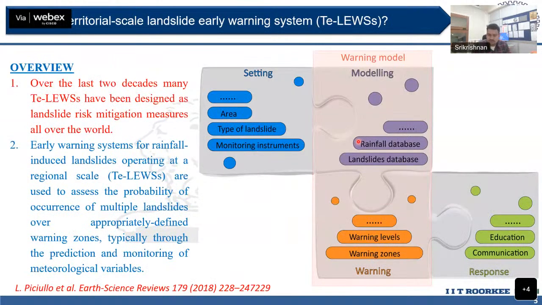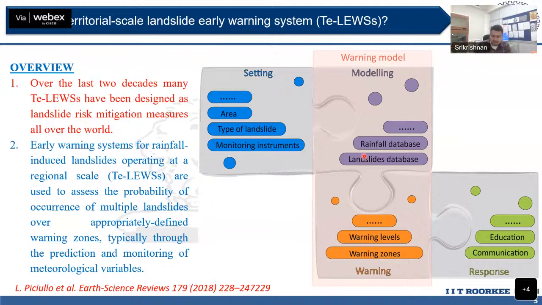Let's come to the definition of the territorial scale landslide early warning system. Over the past two decades, in many countries across the globe, the setting up and development of TELEWS has taken place. The early warning systems for rainfall induced landslide operating at a regional scale is known as territorial landslide early warning system. Whereas if the early warning system is instrumented on one or more particular hill slope, then that becomes a local scale landslide early warning system or a slope scale landslide early warning system. A territorial scale system is widely used to assess the probability of occurrence of multiple landslides over appropriately defined warning zones, typically through prediction and monitoring of meteorological variables. Here, in case of rainfall induced landslide, we only consider one meteorological variable, that is the rainfall.